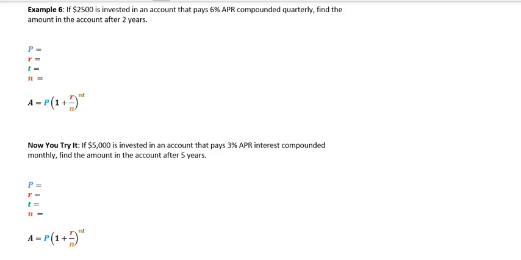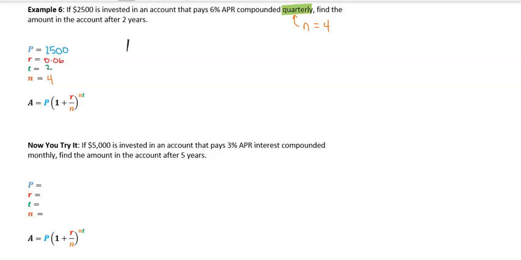If $2,500 is invested in an account, so I'm going to put $2,500 right here, that pays 6%. So 6% is 0.06. Be careful, because a lot of people just plain old miss this and don't know what to do because there's no number. Quarterly, remember, means that N equals 4 times a year. Okay, so 4 goes in here, 4 times a year. Find the amount in the account after 2 years.